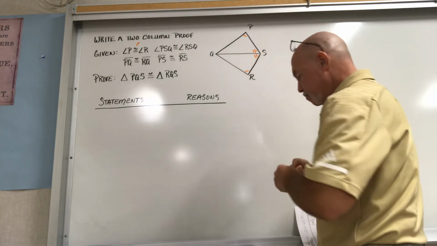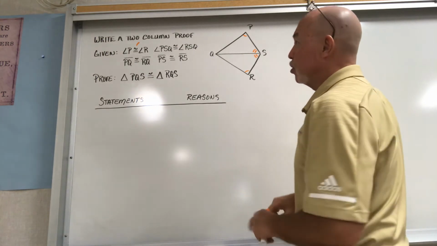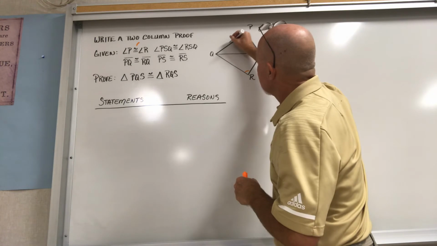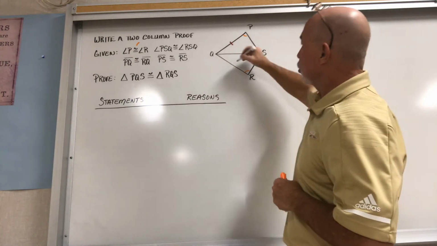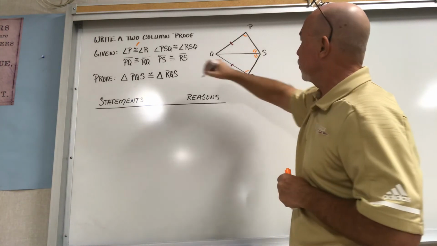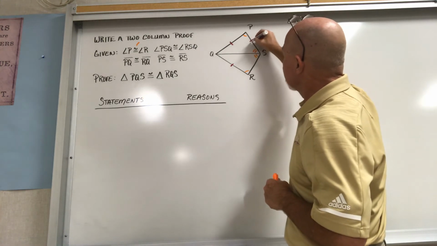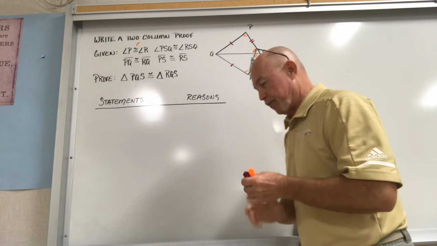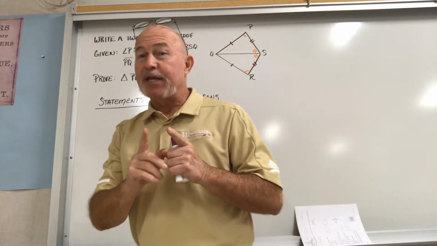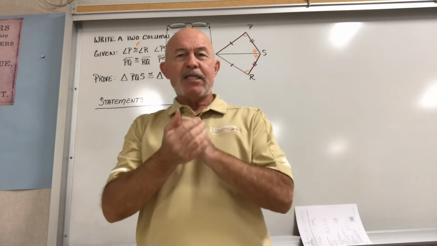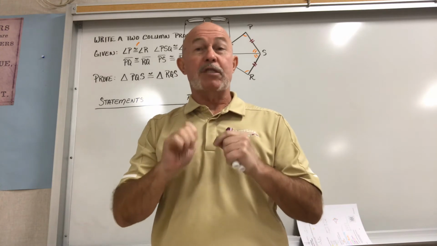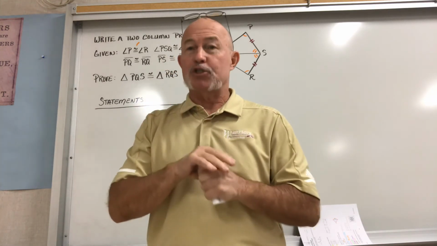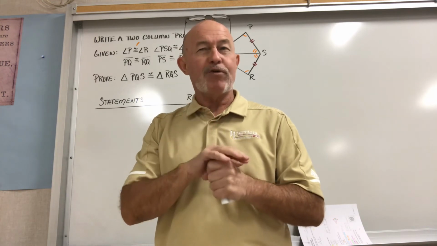I am told that PQ and RQ are equal to each other, and PS and RS are equal to each other. That's not enough information. Anytime you see a proof for congruent triangles, they're going to give you just enough to get you started. You're going to have to always figure something out.